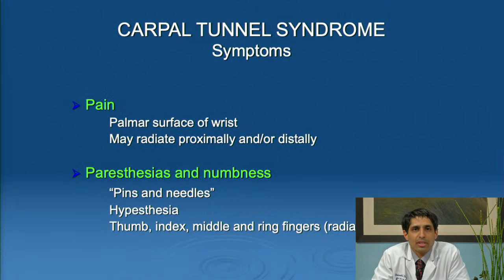So what do you feel? Pain on the front of your wrist, what we call the palmar aspect, or the palm aspect of your wrist. It may radiate or tingle to your fingertips, and it can actually go up to the forearm area as well. People describe a pins and needles sensation. Some people may have what we call hyperesthesia, where they feel things more hypersensitive. And the usual fingers that are involved are the thumb, the index, the middle finger, and the ring finger.